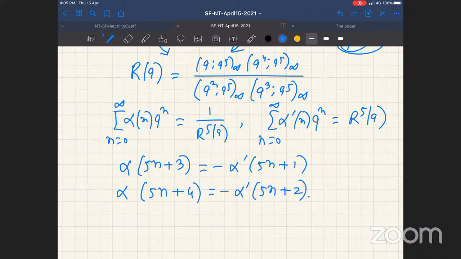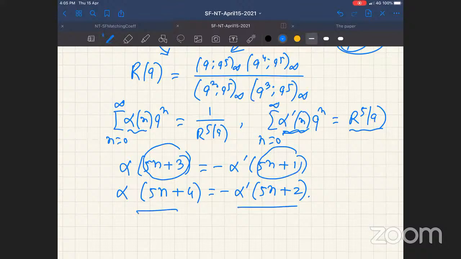So therefore the coefficients alpha n and alpha prime n of 1 over R^5(q) and R^5(q) actually match. For example, in this 5n plus 3 here for alpha, and here 5n plus 1, and there is a negative sign here. Similarly, the others. And actually, we have seen many such Q products for different theta functions, then the Q products arising from different continued fraction representations and modular equations, etc.